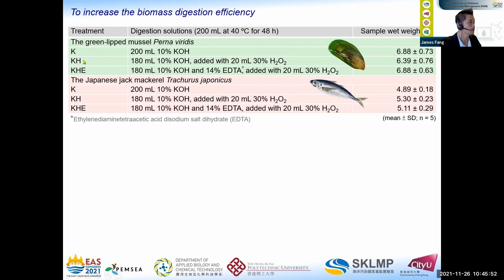K represents the treatment of potassium hydroxide. KH is the treatment of potassium hydroxide added with hydrogen peroxide to boost the digestion efficiency. KHE, the condition is very similar to KH, but we add EDTA, a common decalcifying agent used in histology. We use EDTA here to digest calcium-rich tissue, for example, the mantle in mussels and some bone fragments in fish. In total, there are six treatments.